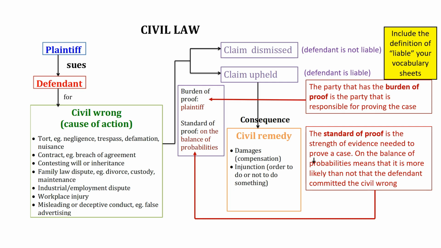In contrast, in a civil case, the defendant is either liable or not liable. It is very important not to confuse criminal law language with civil law language. Where a plaintiff's claim is upheld, then the plaintiff will be entitled to a civil remedy. Civil remedies include damages, that is compensation, and injunctions, that is a court order that the defendant must do something or must not do something.